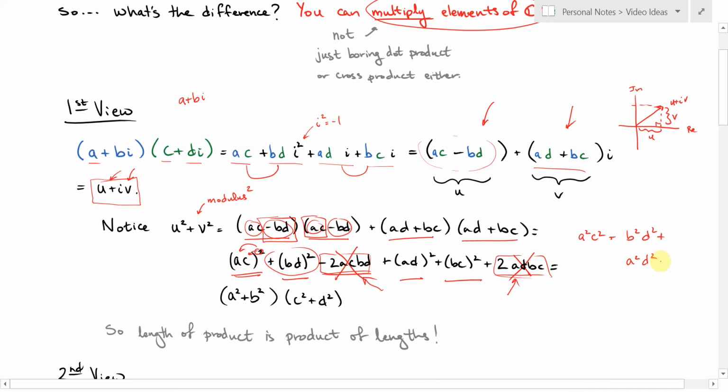I'm on that one now. Plus, and then finally b squared c squared. And then you can just notice that you can factor this out, and it becomes a squared plus b squared times c squared plus d squared. And why is that interesting?